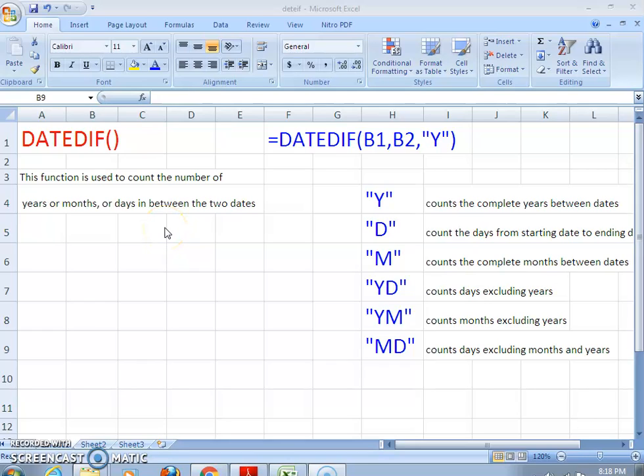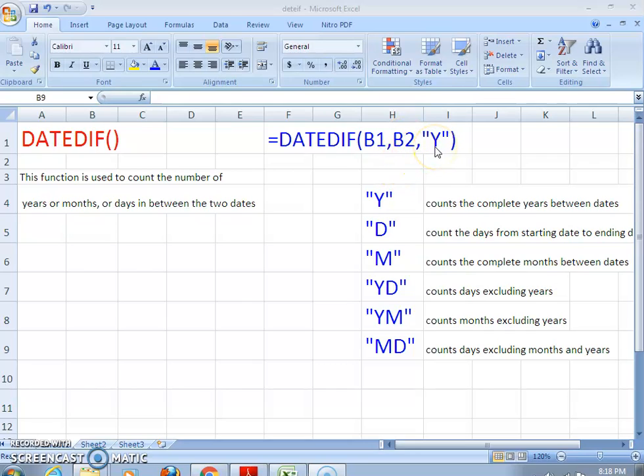Dear students, we will discuss one important function of MS Excel, the DATEDIF function. This function is used to count the number of years, months, or days between two dates. See the syntax over here: equal to DATEDIF is the name of the function, and in the parentheses, starting date and ending date, and then the unit.